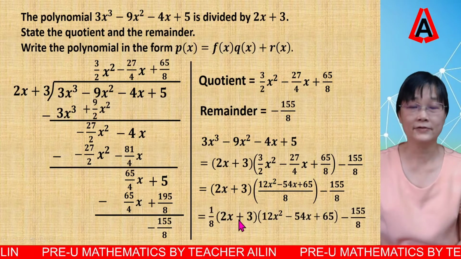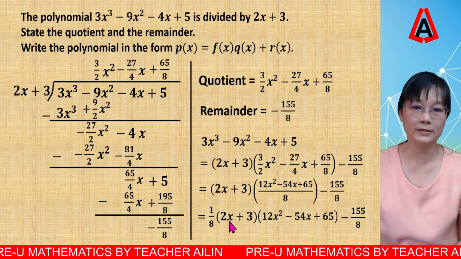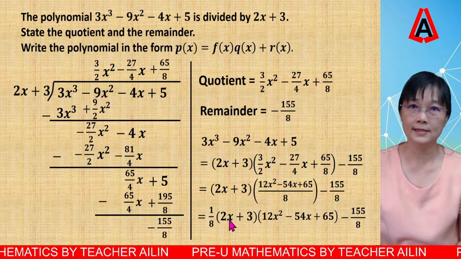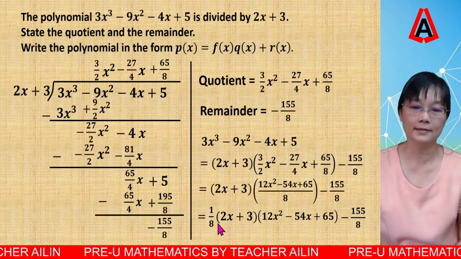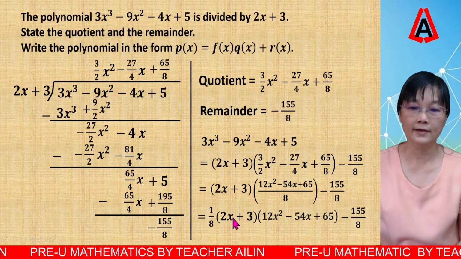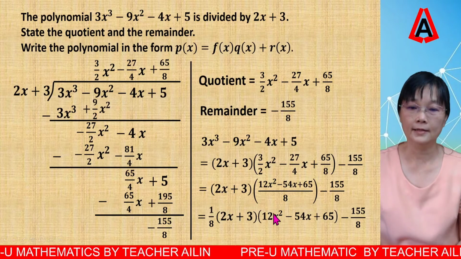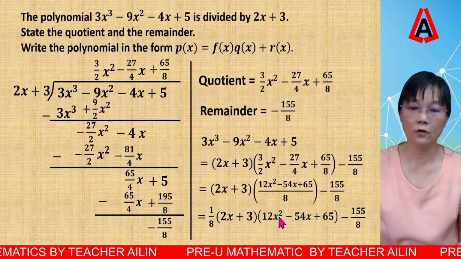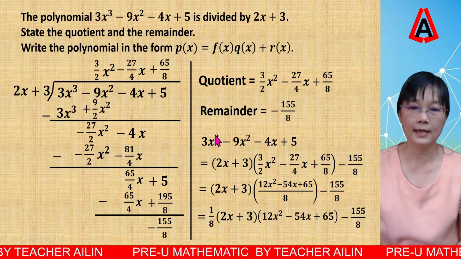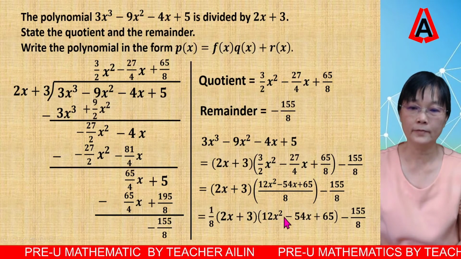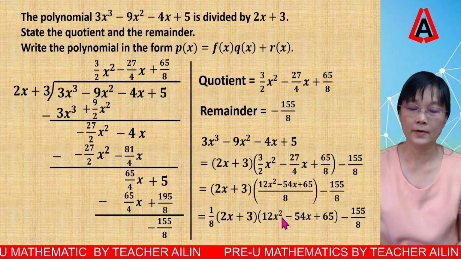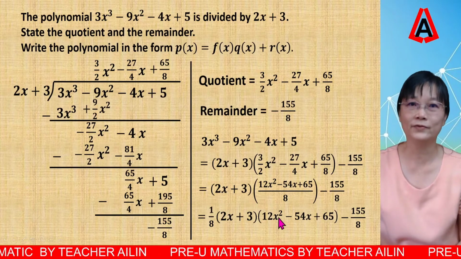Now based on this result, once again we can double check. When the divisor is a linear, then the remainder is a constant. And when the divisor is a linear, then the highest power of the quotient is n minus 1. That is, n is 3, so 3 minus 1, so the highest power of the quotient is 2.